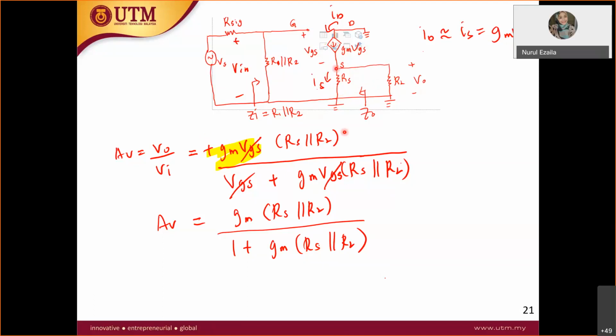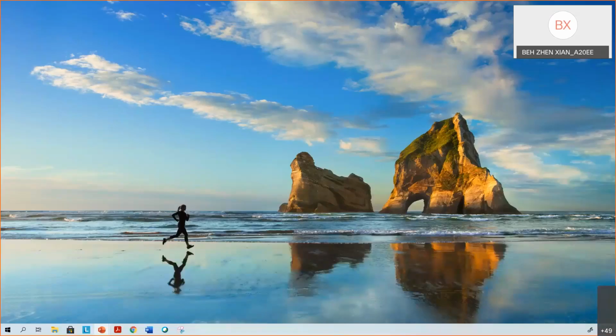What is the current across this source? The current across this source is IS, and you know that IS is approximately equal to ID. So ID, the current source over here, equals GM VGS. That's why you multiply GM VGS. It looks like in series, Benzen, if you imagine these 2 parallel and become 1 resistor. Yeah. All right, thank you, doctor. I get it. Welcome. Okay. Thank you.